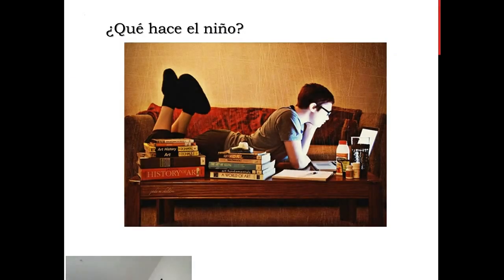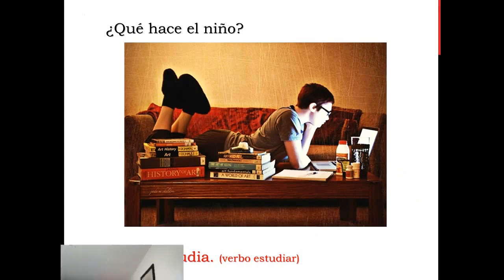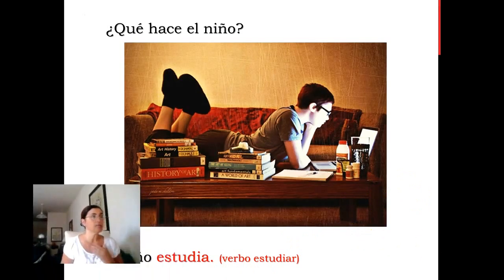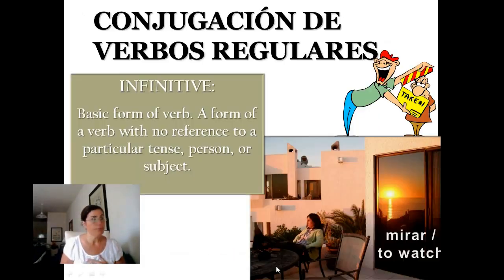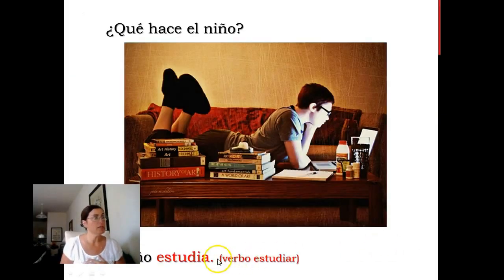¿Qué hace el niño? Look at the picture. So what is this niño doing? El niño estudia. The name of the verb is estudiar. Remember that the one before was mirar, also ending in ar. This one is estudiar. But here, when I make it in a sentence, look, the ending will change.